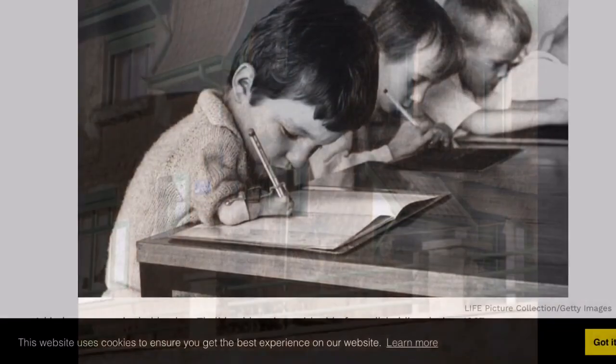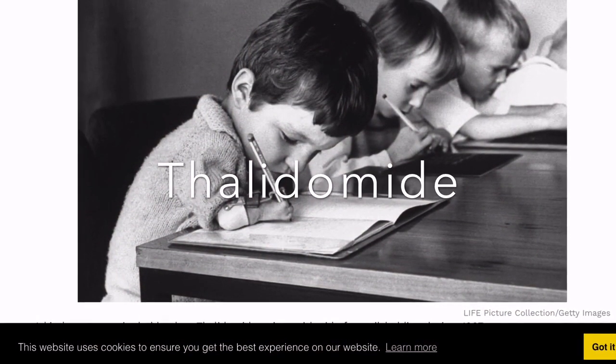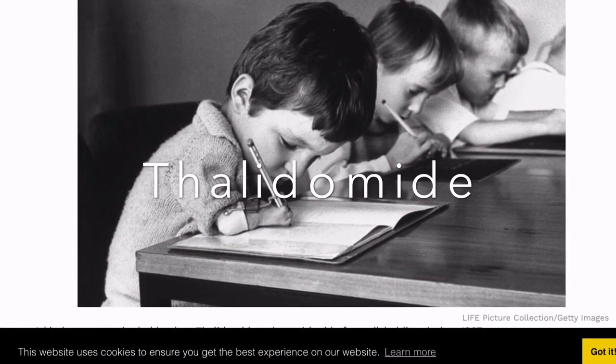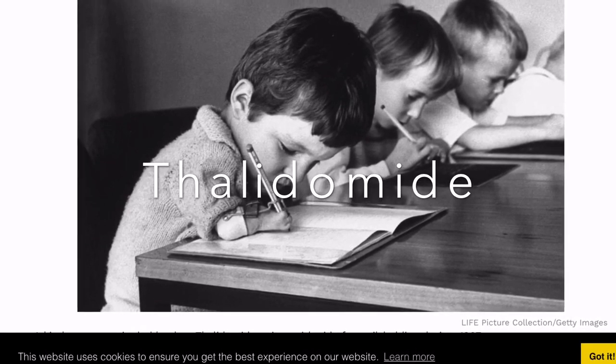This is the Rue des Lys. These tragic birth defects in the 1950s and 60s were due to a drug called thalidomide.